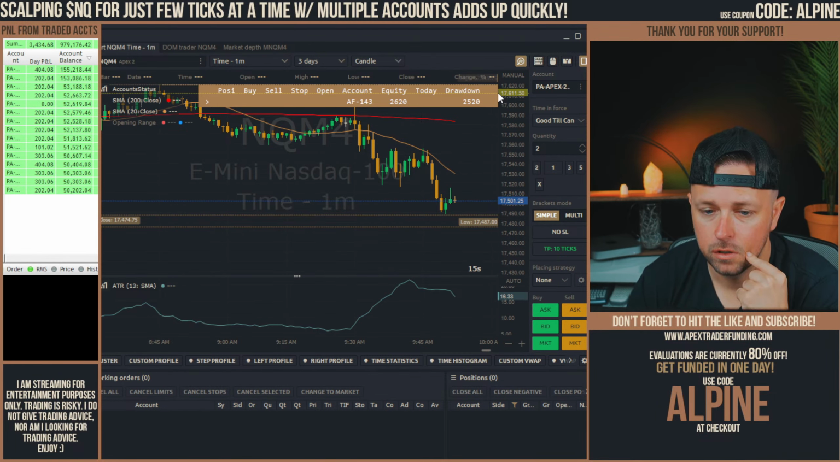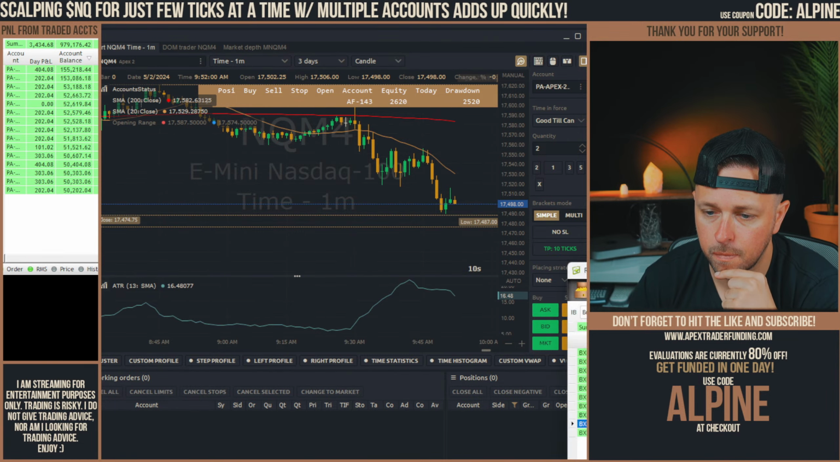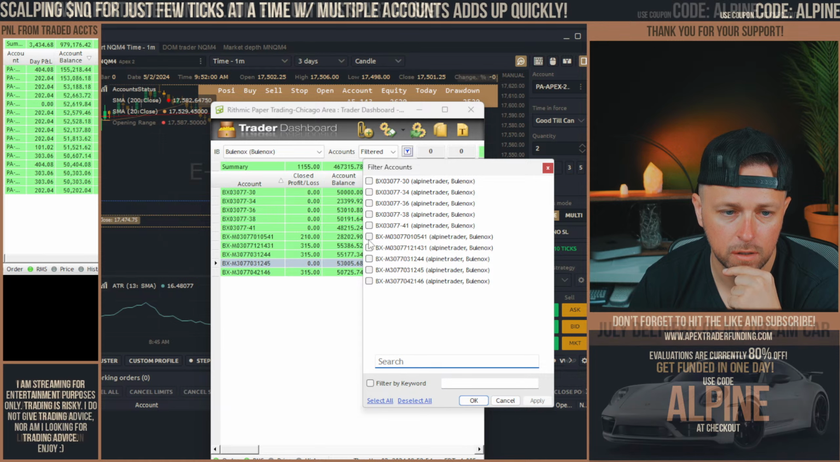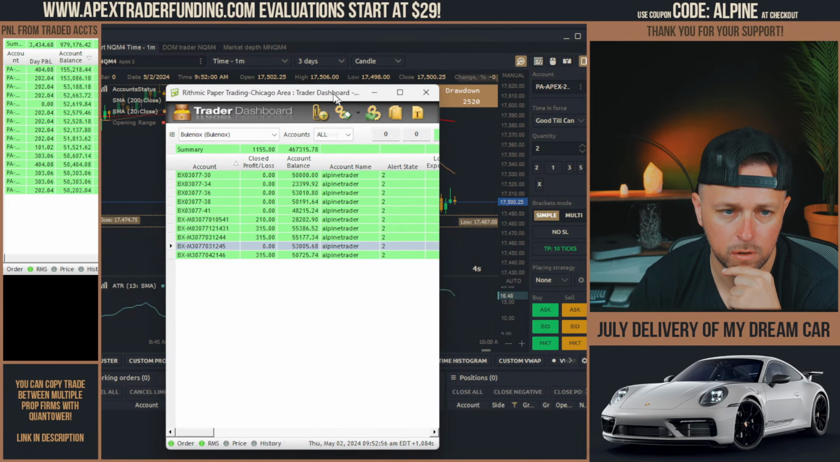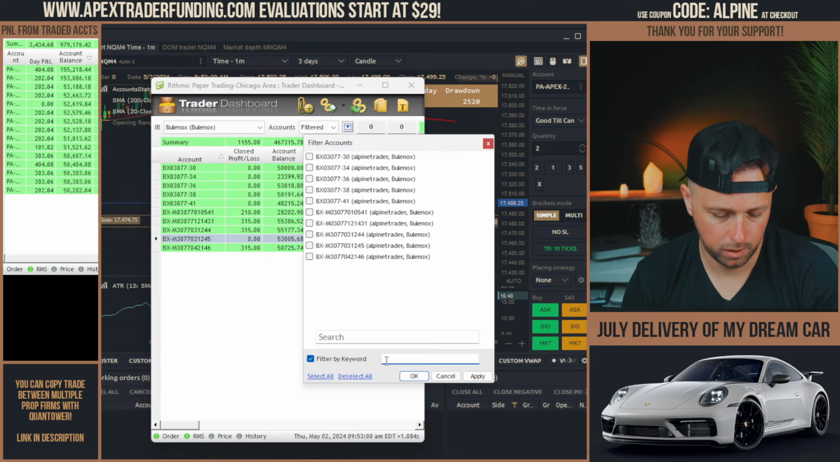How do you filter on Rhythmic Trader Pro? Just go here, filter, and select. Well, you can filter by keyword. So I just do filter and PA, and then hit apply.